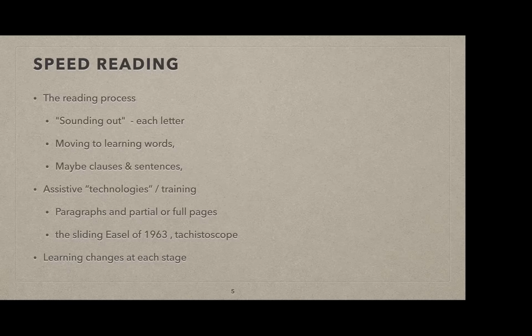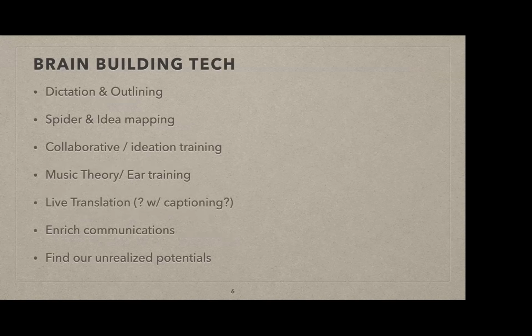But speed reading to me is an excellent example of a brain builder because it teaches you to think in new ways. And I think there are quite a few brain builders in the Apple ecosystem already. But we need to do a better job of identifying them and a better job of getting our kids, grandkids, and great-grandkids up to date on them. So I think some of the things that are good examples are dictation and outlining. You really have to organize your thoughts when you learn to dictate.